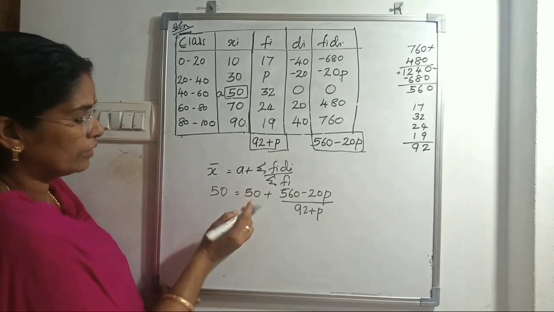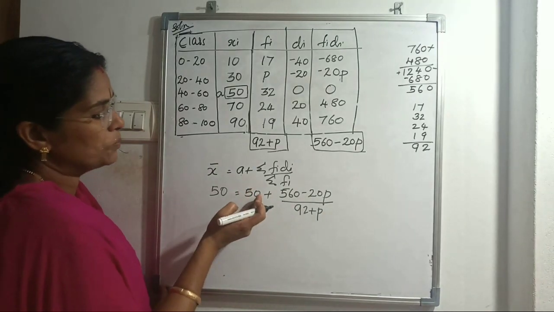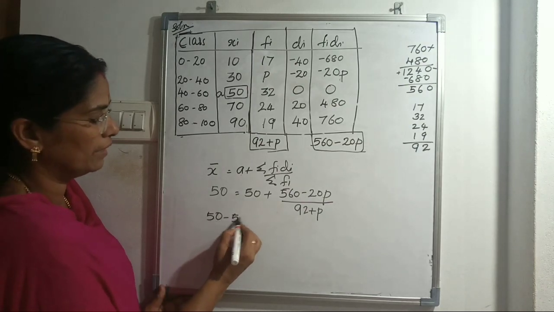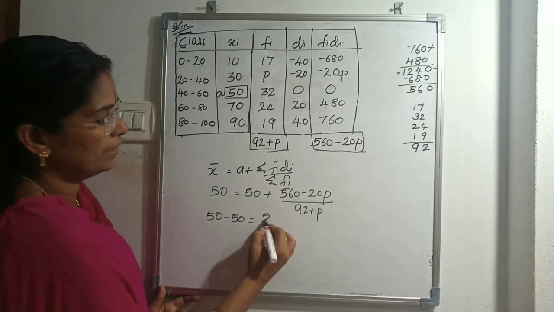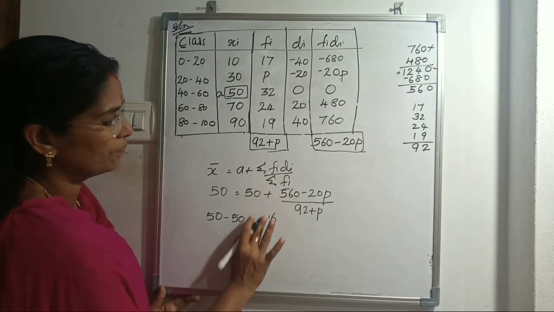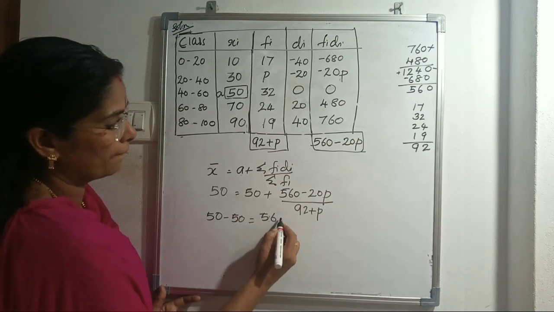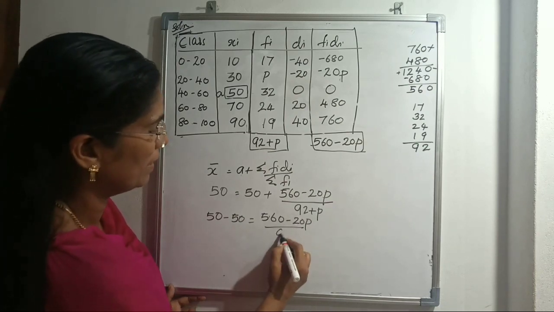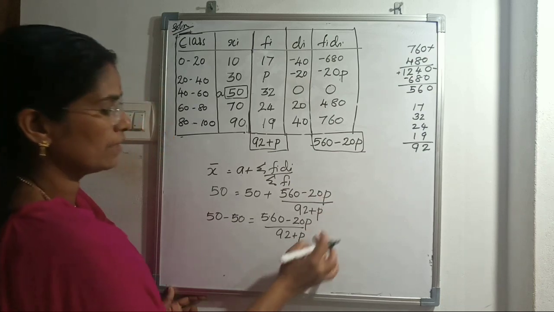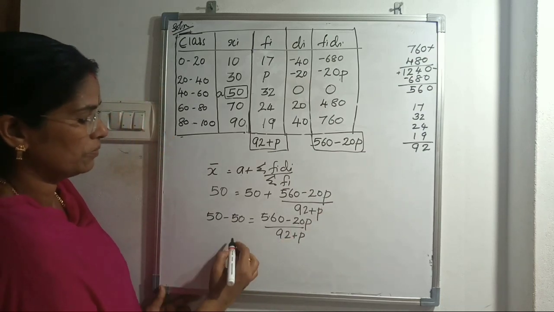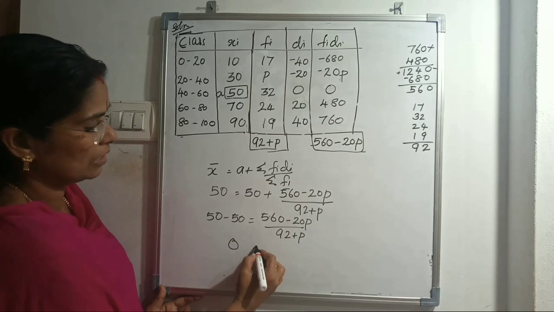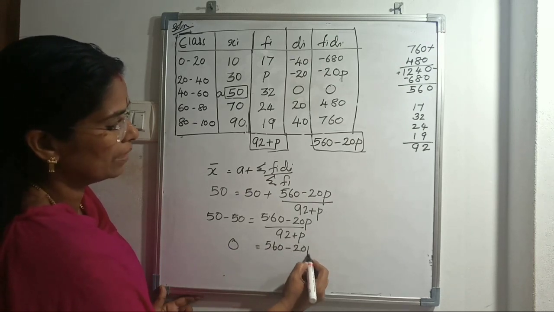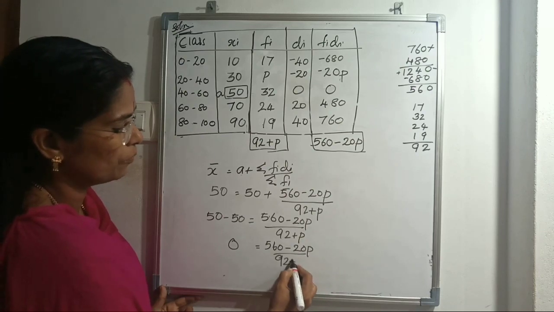Now how can we solve this? First, just transpose the 50 on the right side to the left side. So this becomes 50 minus 50, and the right side term is (560 minus 20p) whole divided by (92 plus p). What is 50 minus 50? 0 itself. So 0 is equal to (560 minus 20p) whole divided by (92 plus p).